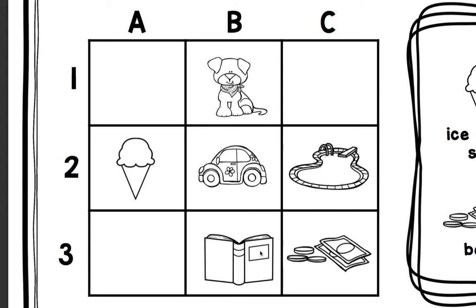B3. Now I want to find my pool. Right here's my pool. Let's see what letter it's in first. It's in C. Let's figure out what number. 2. So my pool is in C2 on my map grid.